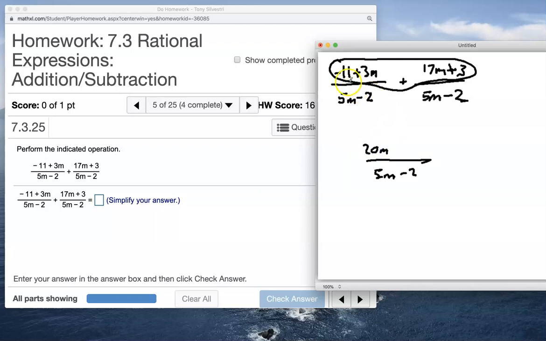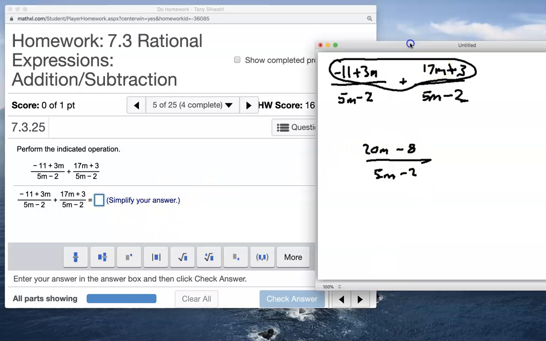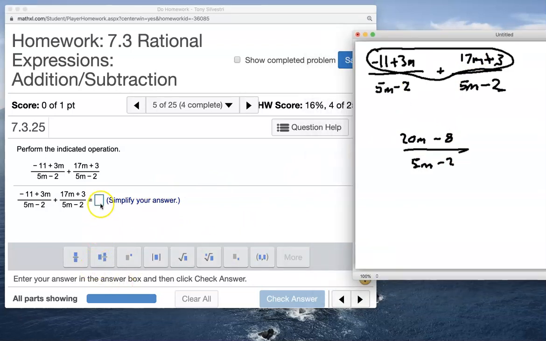What do we got here? Negative 11 plus 3. That's going to be negative 8. Now, you might say, well, geez, let's enter that. Okay, I'm going to enter that. I'm going to show you that you're going to have a problem.